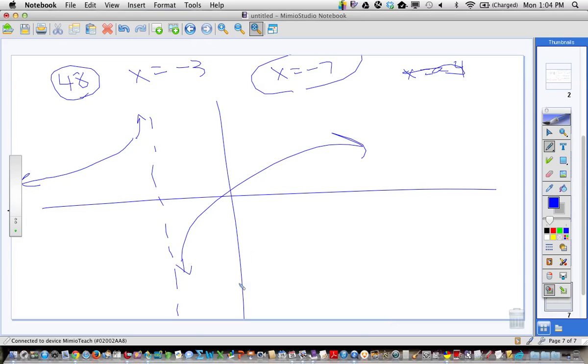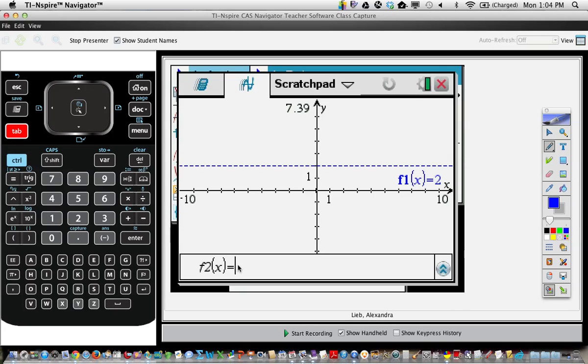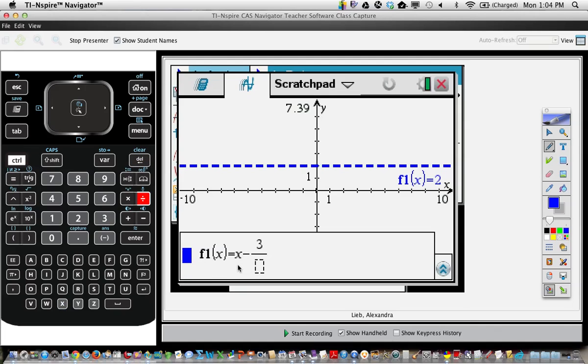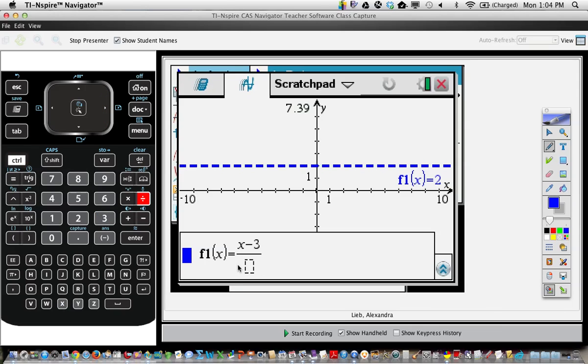Okay, and then 49. This is very similar to a problem we did the other day. So Alex, you're still going to be our presenter here. If you would put that first equation in for number 49, the x minus 3 over x squared minus 9. Yeah, I have to put the parentheses in. Any of the rest of you can put it in if you want to.